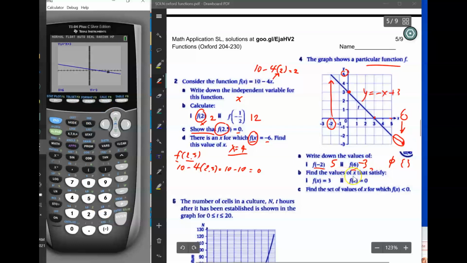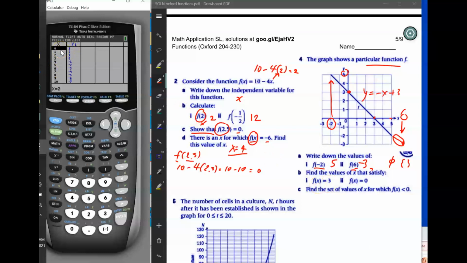Okay? Find the values of x that satisfy f of x equals 3 and f of x equals 0. So there's a couple ways to do this. Remember, we could look at the table. And remember, if it says f of x equals 3, x is not 3. X is unknown. Y equals 3. So what x value makes y equals 3? 0. So the answer here is 0. And when f of x equals 0, I look again, y equals 0, not x equals 0, and then I see that x equals 3.